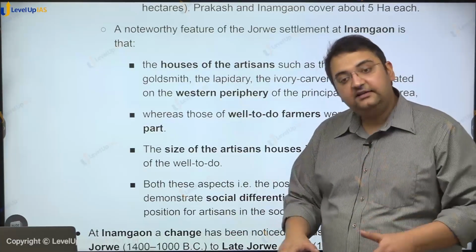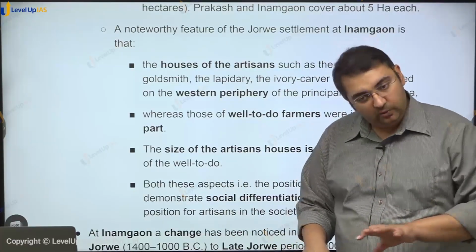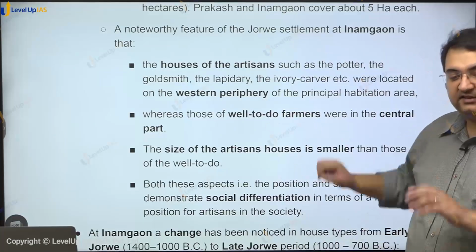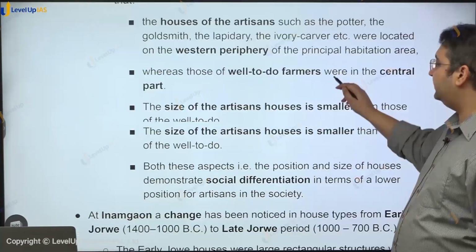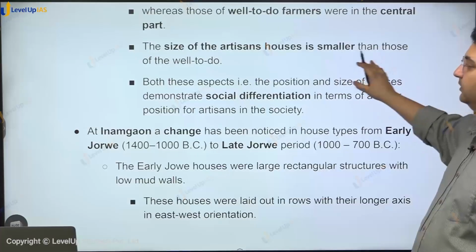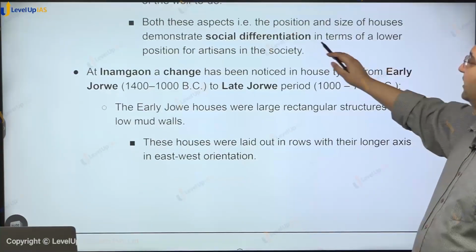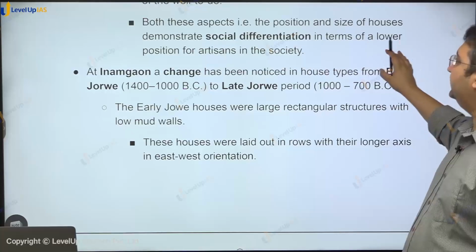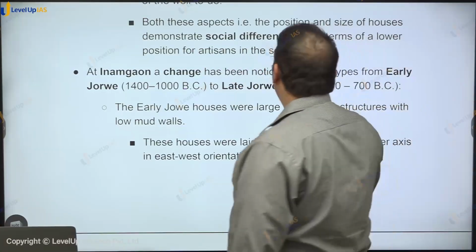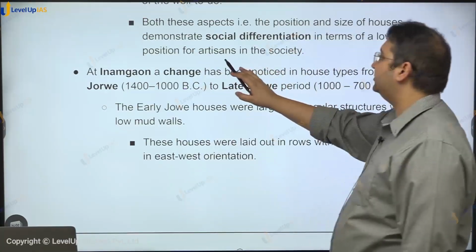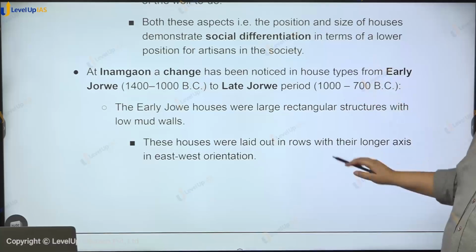In the center, the richest people are going to live. On the western edge, the artisans are going to live. The size of the artisans' houses is smaller than those of the well-to-do farmers as well. Both these aspects, that is the position and size of the houses, demonstrate social differentiation in terms of a lower position for the artisans in the society.